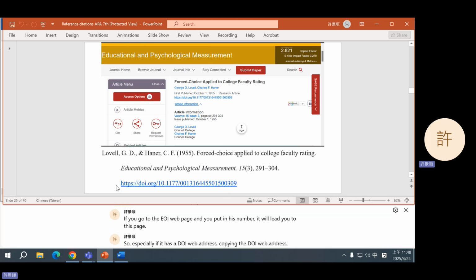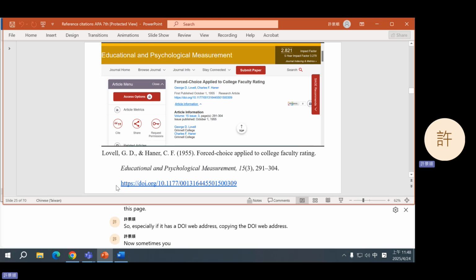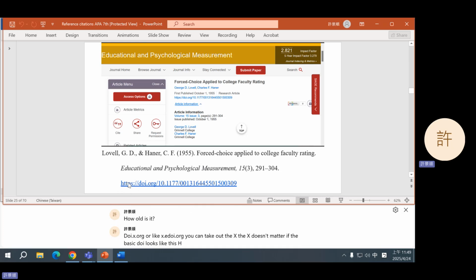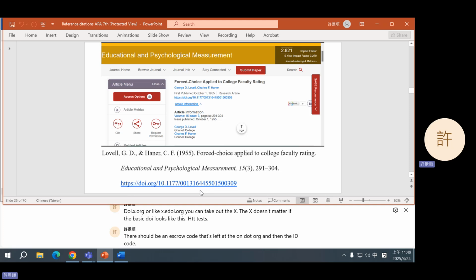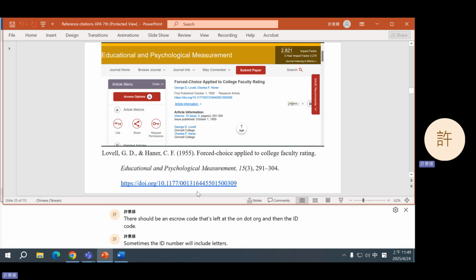Now, sometimes you will see a DOI address that says, what was it? doi.x.org or like x.doi.org. You can take out the x. The x doesn't matter. The basic DOI web address just looks like this. HTTPS, there should be an S here. ://doi.org/ and then the ID number. Sometimes the ID number will include letters. This one is just numbers, but sometimes there will also be letters.